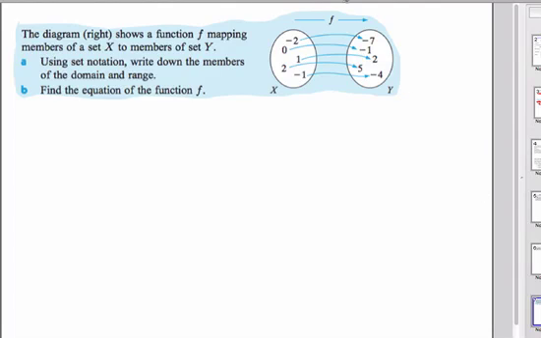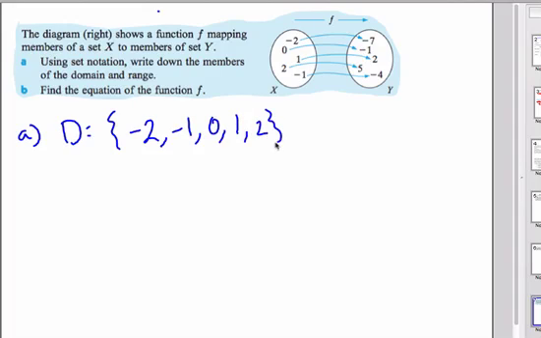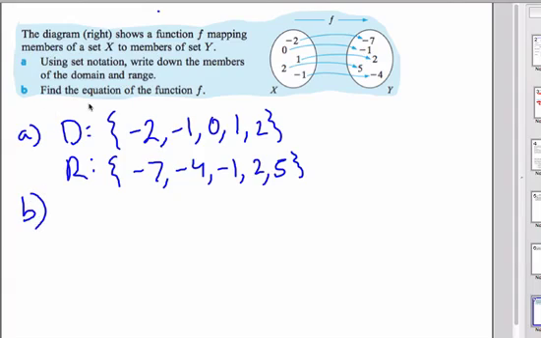Okay, now last example. Let's write that down here in set notation. So in A, your domain would be all these numbers here, and you can even write them in order: -2, -1, 0, 1, and 2. Actually, writing them in order might help us out for the next part. The range is -7, -4, -1, 2, and 5. Okay, in part B, find the equation of the function.